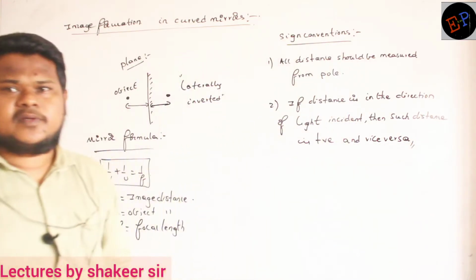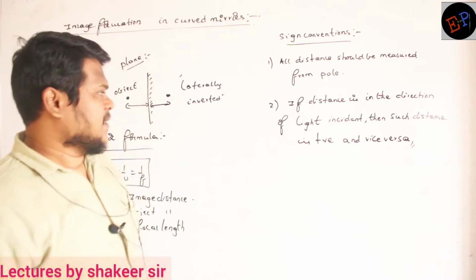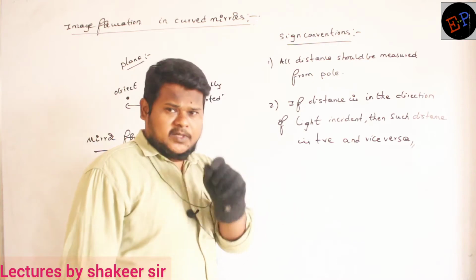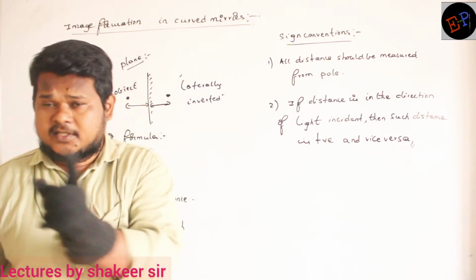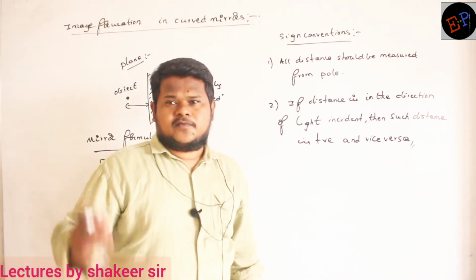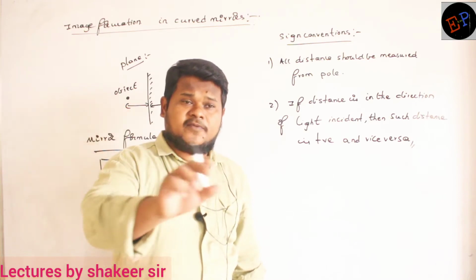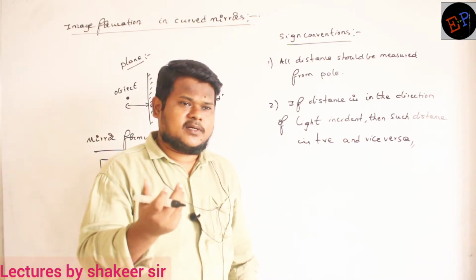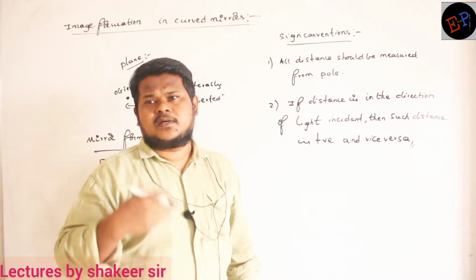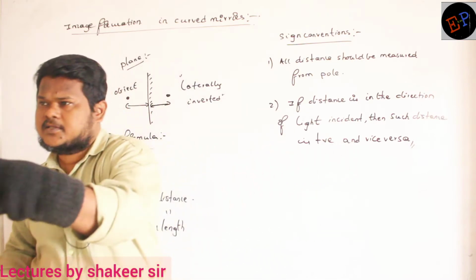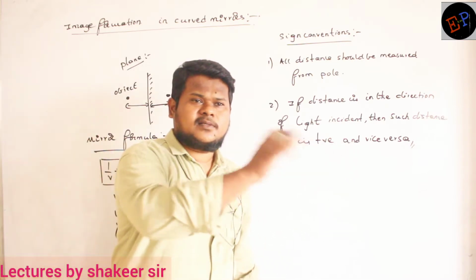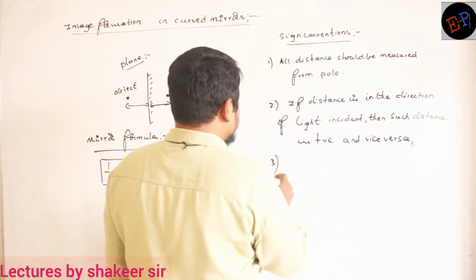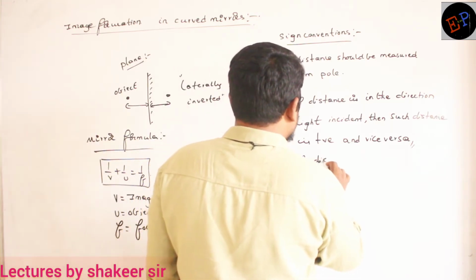Now can you say what is the meaning of this statement? Every distance I have to measure from the pole itself. Now from the pole, if I travel in the direction of incident light, then such distances should be taken positive. Vice versa means otherwise negative. If light is traveling in this direction and I am traveling in the opposite direction, then such a distance should be taken negative.